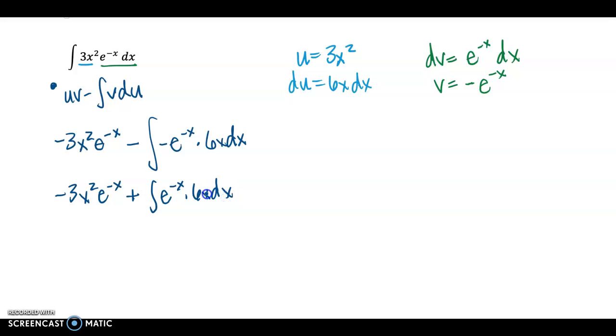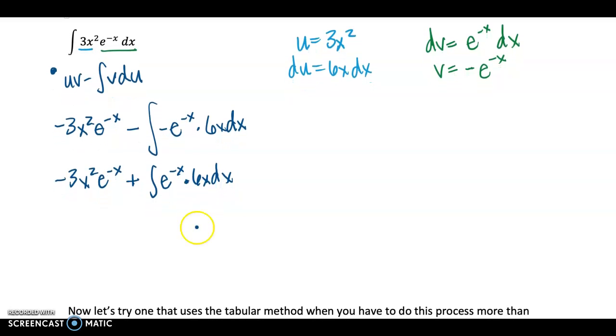All right, so what kind of issue do we have going on now? Are we able to integrate this or not? If you said you're not able to integrate this, you would be correct. So we have to do one more step. I am again going to choose u equal to 6x because that is going to continue to decrease, and I'm going to make dv equal to e to the negative x, sorry.